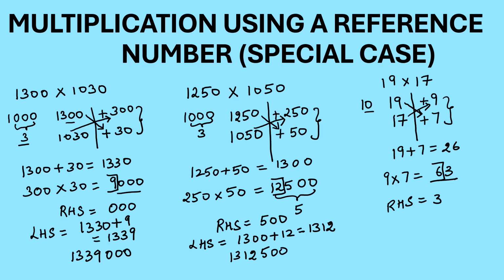Next, we take the digit that we've removed from our RHS and we add it to the LHS. So our LHS becomes 26 plus 6, which is equal to 32. Combining our LHS and RHS, we get 323, which is the final solution to our problem.